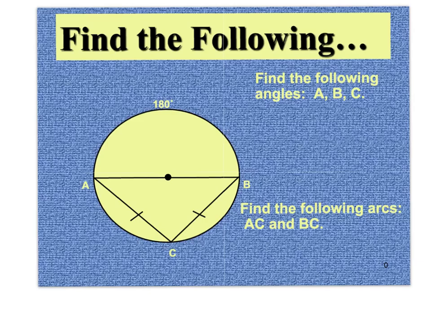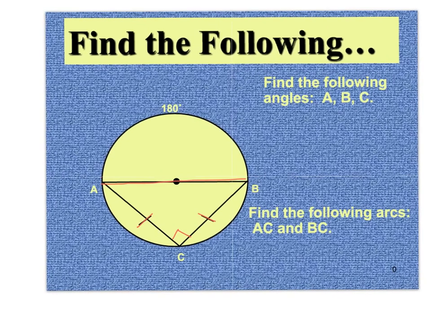So we want to find the following angles, A, B, and C. I see a diameter here because it goes through the center of the circle. Here's my semicircle, 180 degrees. That means angle C is a right angle. I see that these two are congruent, so that means I know that the sum of the two acute angles of a right triangle is equal to 90 degrees, and in order for them to be equal, they would have to be 45 degree measures.